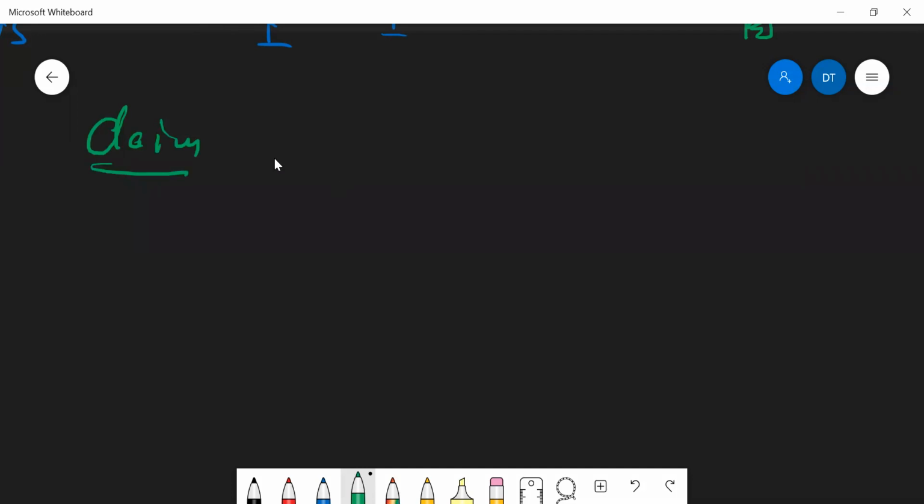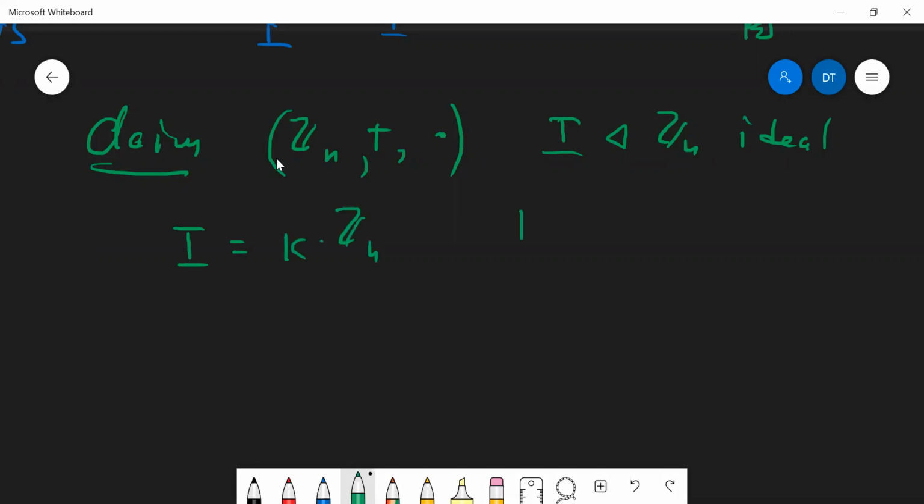Okay, so now let's consider another ring, Zn, with addition and multiplication, where n is just an arbitrary positive integer. So the claim is that if I is an ideal, then I is equal to k times Zn, where k divides n. So every ideal has this form, k times Zn, and k must be a divisor of n.